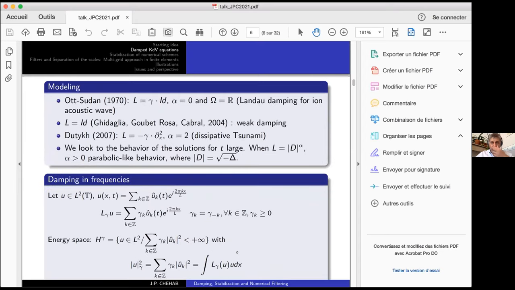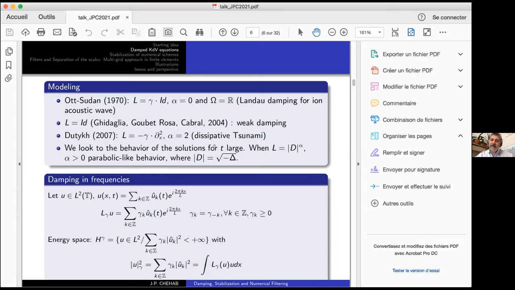There are many models that have been proposed for the KdV equation. Here's one, the Ott-Sudan one, for Landau damping, the weak damping by Guidaglia, Guberros, and Cabral. The one for dissipative tsunami by Dutykh. Of course, you can consider many kinds of damping, such as the fractional power of the minus Laplacian.